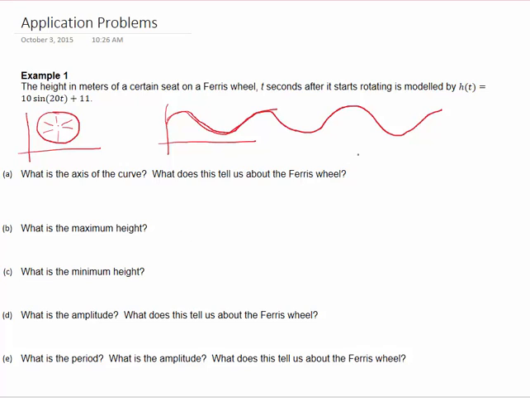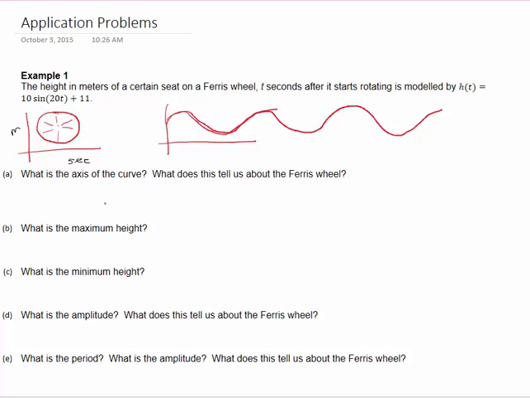Height, they tell us, is in meters and time is in seconds. So that sort of helps us to just identify our y-axis is in meters and our x-axis is in seconds. So we've just done a sketch to see what's going on in the problem. Now let's start to identify some of these answers to our questions that are here.